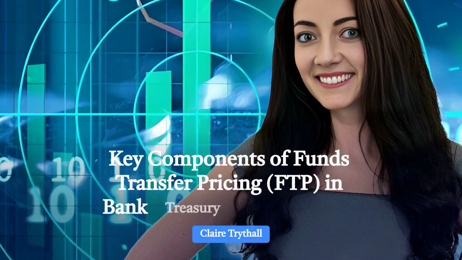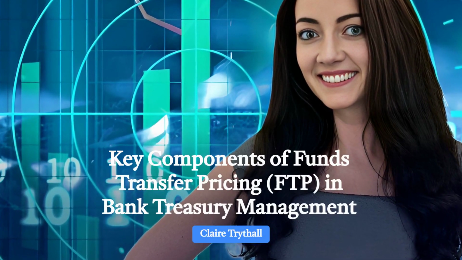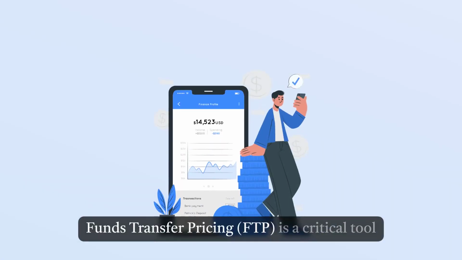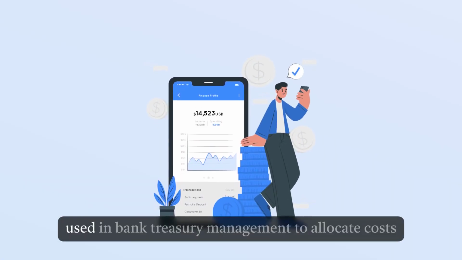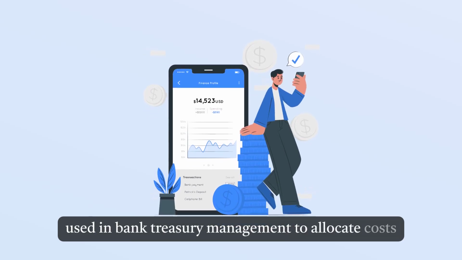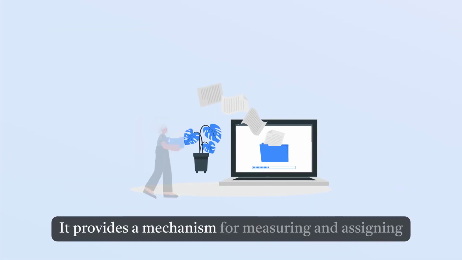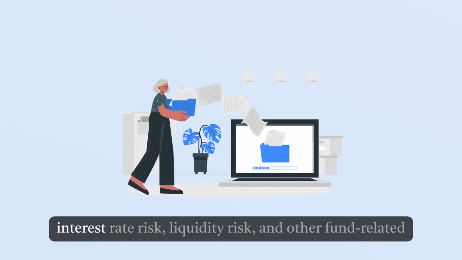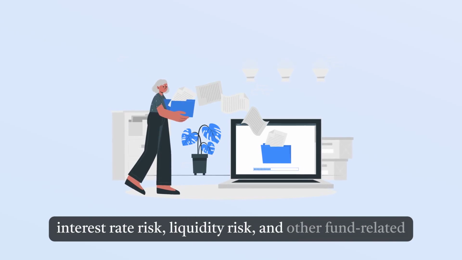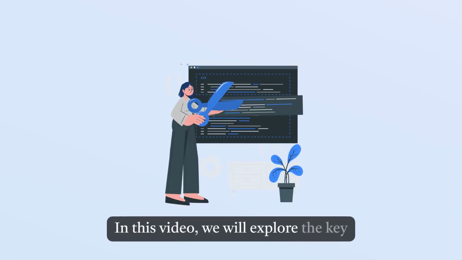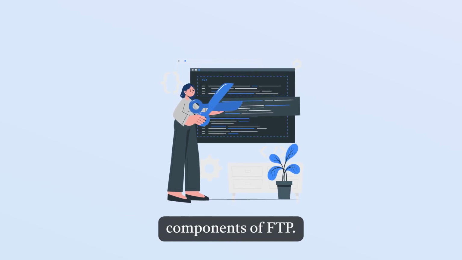Key components of funds transfer pricing, FTP, in bank treasury management. Funds transfer pricing, FTP, is a critical tool used in bank treasury management to allocate costs and revenue across different business units. It provides a mechanism for measuring and assigning interest rate risk, liquidity risk, and other fund-related risks within the bank. In this video, we will explore the key components of FTP.